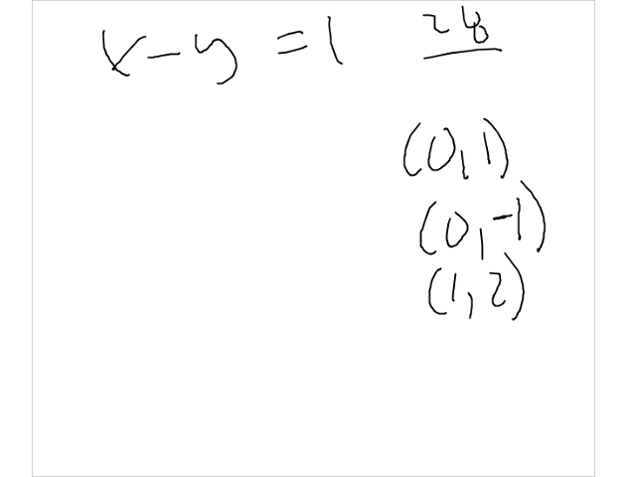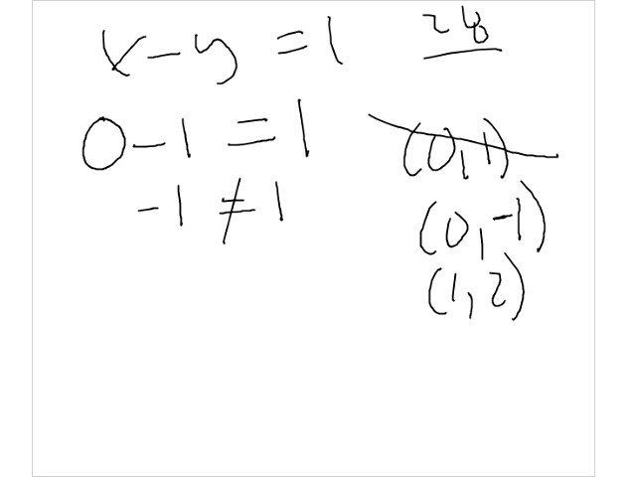Okay, so let's start off with 0, 1. When x is equal to 0 and y is equal to 1, does that make a true statement? In other words, does minus 1 equal 1? And of course the answer is no, so that means that minus 1 is not equal to 1, so that means that 0, 1 does not work, and we would not list that as the answer. We're supposed to list the ordered pairs that satisfy the equation.